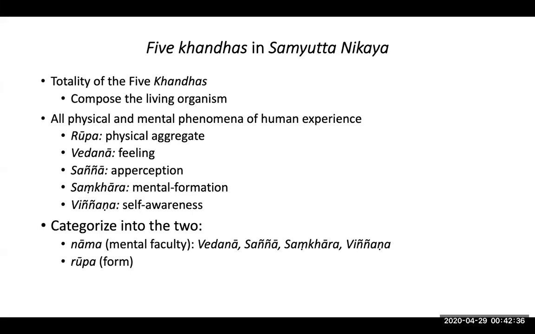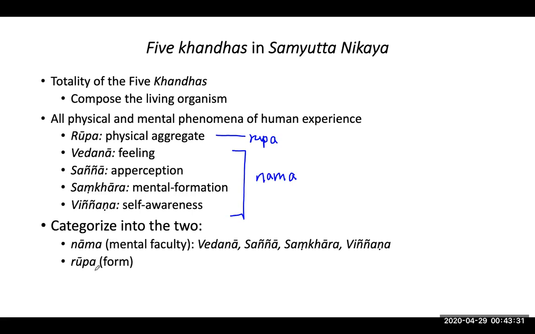Rupa is the physical aspect of the human body, and the rest, vedana, sanya, sankhara, vijnana, these four aggregates imply the mental aspect of being. This mental aspect we call nama, and here is rupa. I already spoke of nama rupa in the beginning of this lecture. So the five khandhas can be categorized into two, nama and rupa.